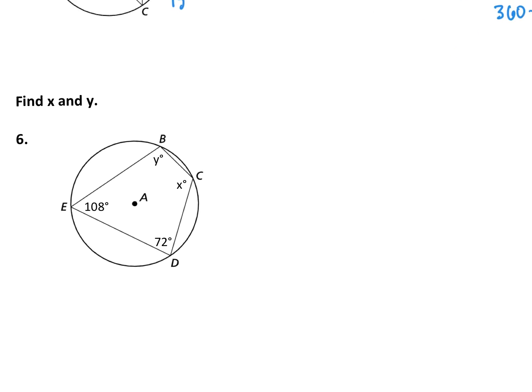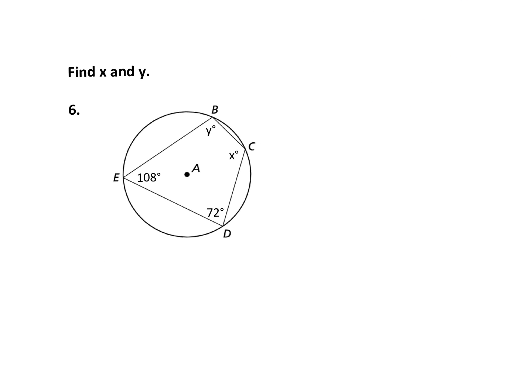Okay, we want to find X and Y. This is a little bit more difficult, but we can always use our thinking caps. So here, this is 108 degrees. That means this whole thing here has to be twice that. So that whole thing is 216 degrees. And if I take 360 minus 216 degrees, that gives me 144 degrees. So this here, all the way around, is 144 degrees.